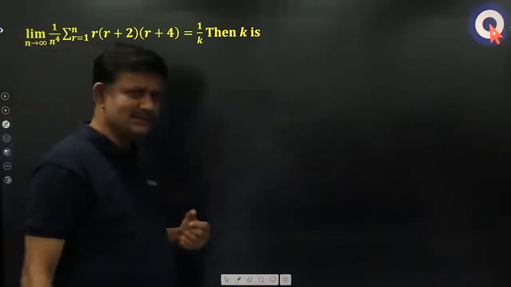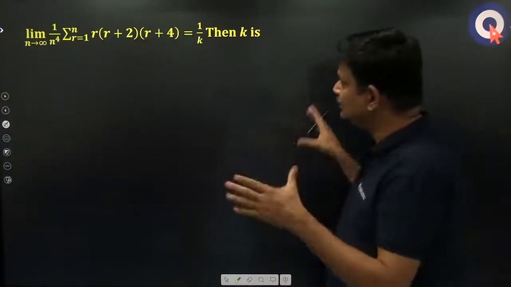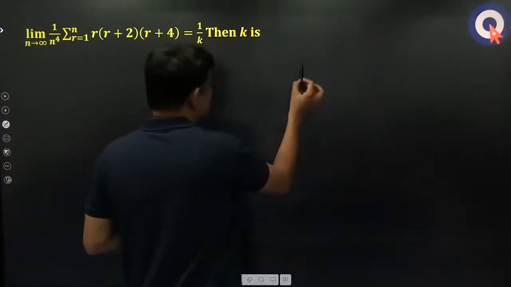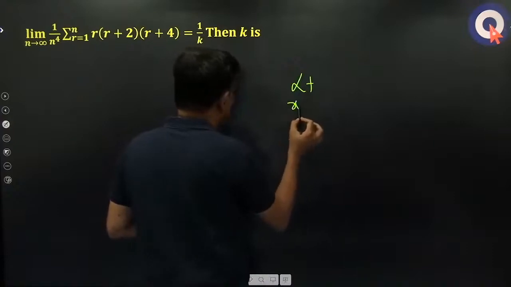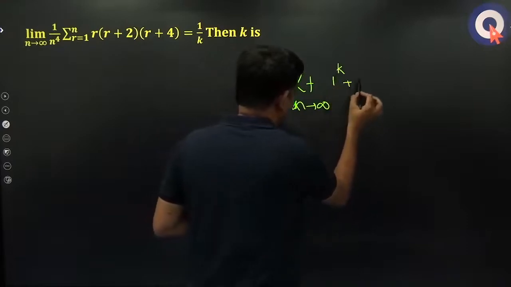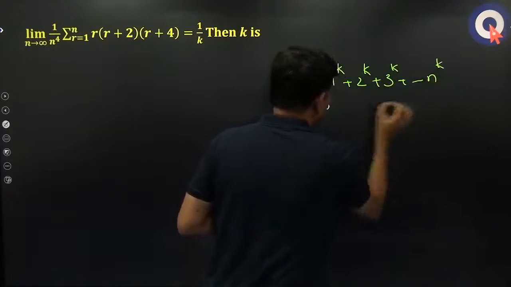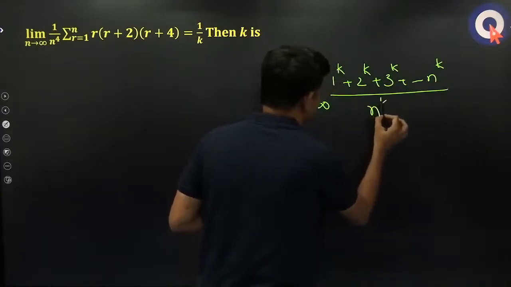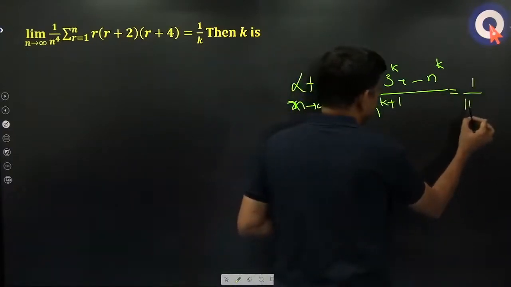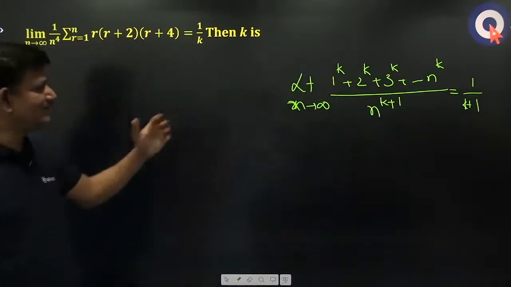Then this is another question where one standard result is very useful to you. This standard result comes to you regularly. Limit n tending to infinity, 1 power k plus 2 power k plus 3 power k, so on up to n power k, divided by n power k plus 1. Answer will be 1 by k plus 1. This is a very important result.